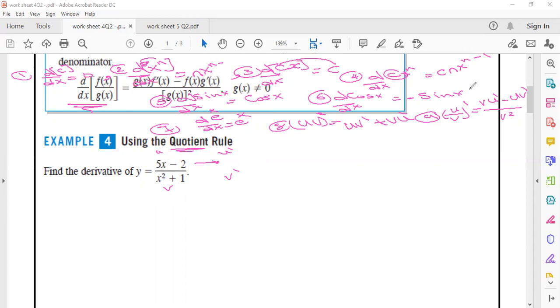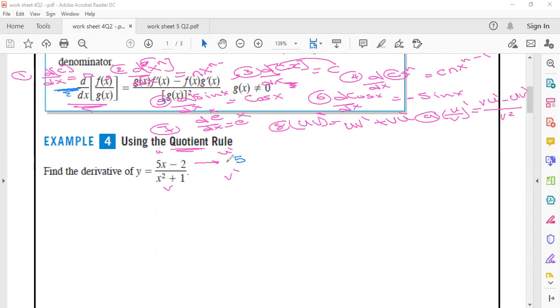5x is linear, as you told me, in which rule? Rule number 3. I'd like to use a different color. Use the blue one. Okay. What is the value of the derivative here? Linear, it will be 5. Minus the derivative of the second term, which is a constant. The derivative of any constant is what? 0. Okay, so the derivative of the numerator is 5.